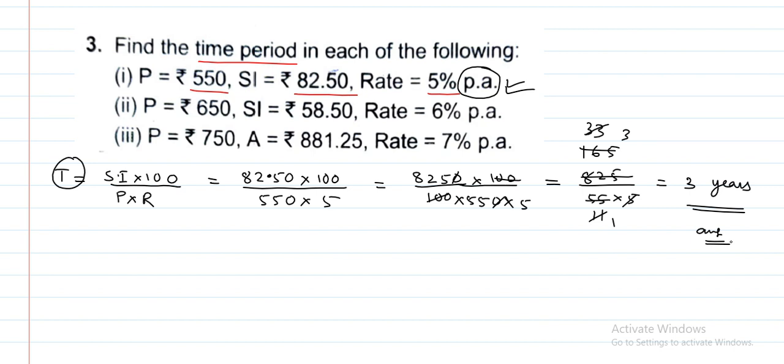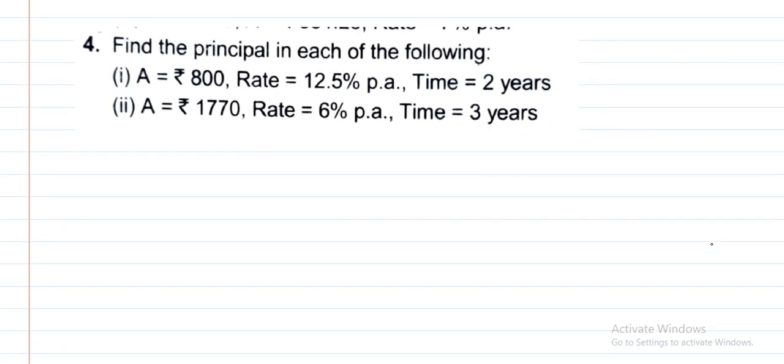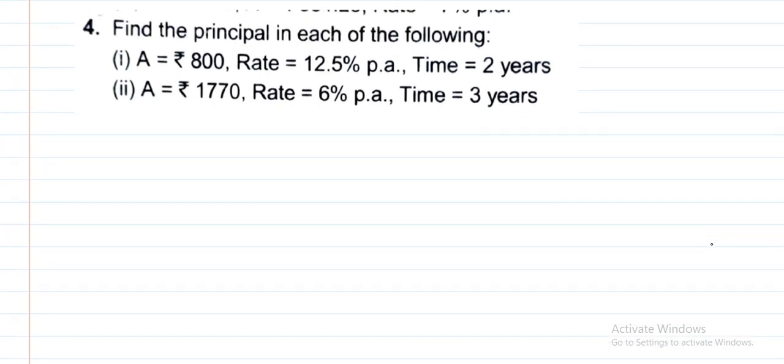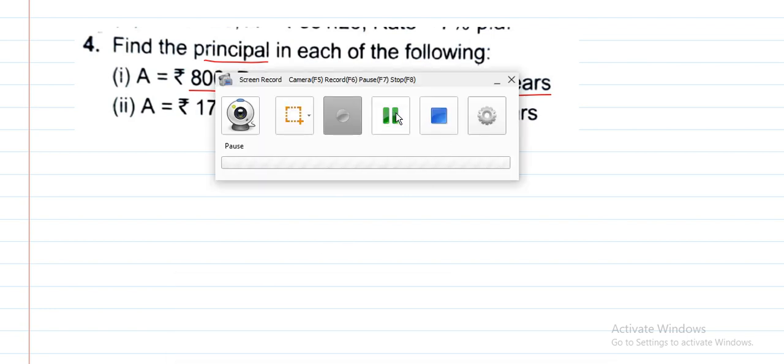I hope you can solve the other bits on your own. So let us go to the next question now. That is question number 4. So in question number 4 it is saying to find the principal in each of the following. So you have to find the principal here. Amount is given, rate is given, and time is also given. Okay, so how can we solve this? It's very simple. Let us see that.